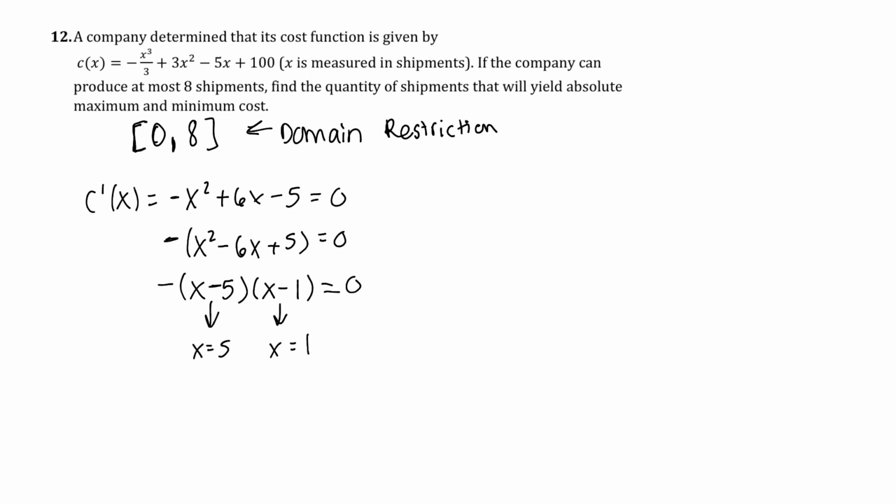And we're plugging all of these into the original function, which was c of x. So c of 0, if you plug in 0 up here, you're just going to get 100. C of 1, so negative 1 cubed over 3 plus 3 times 1 squared minus 5 times 1 plus 100.